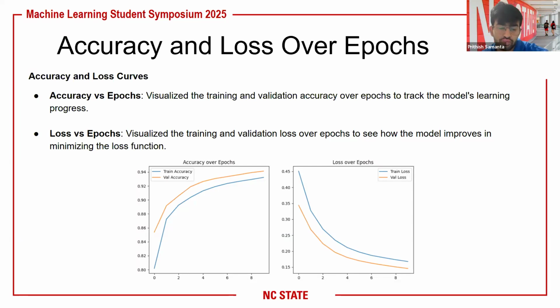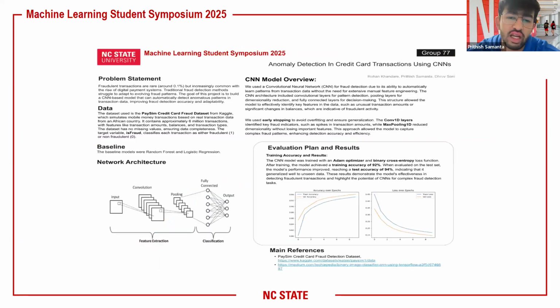To conclude, we demonstrated how CNNs can be leveraged for fraud detection in credit card transactions by automatically learning complex patterns in transaction data. CNNs provide a scalable and effective solution to identify fraudulent activities. The model's high accuracy showed its potential for real-world applications in financial security.